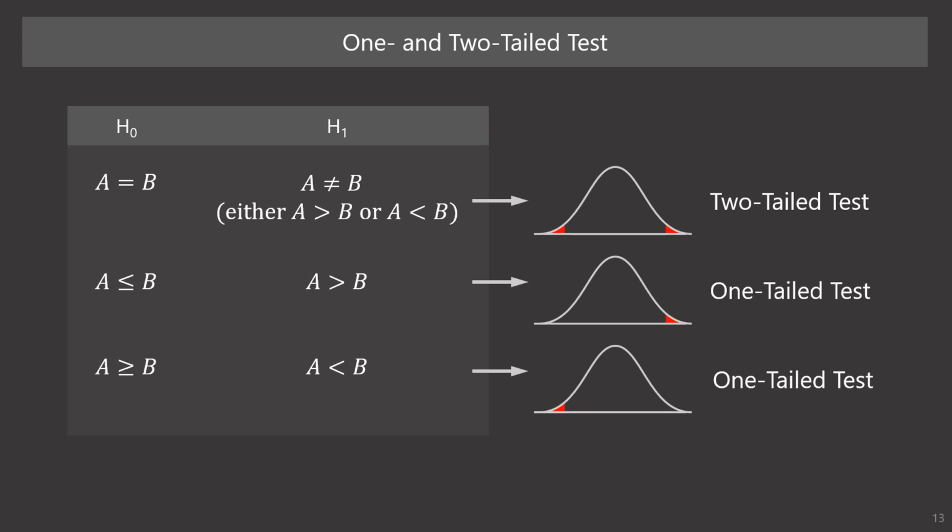A two-tailed test is used to examine whether A and B are equal or different. A one-tailed test is used when we already know that one is larger or smaller than another. In most cases, we cannot say that one is larger than another, so a two-tailed test is more commonly used.